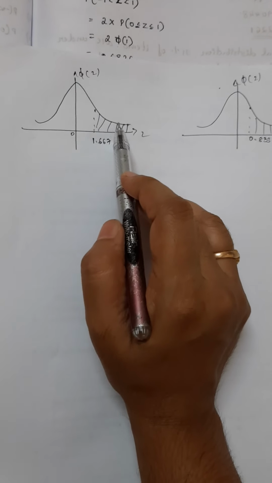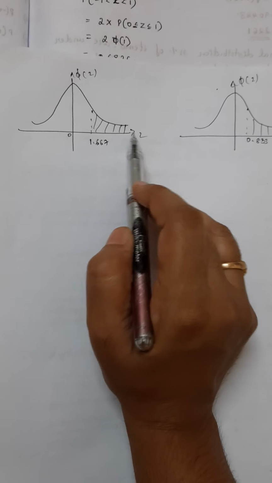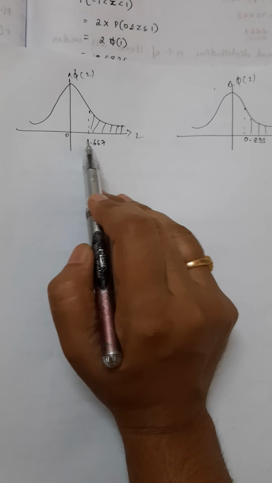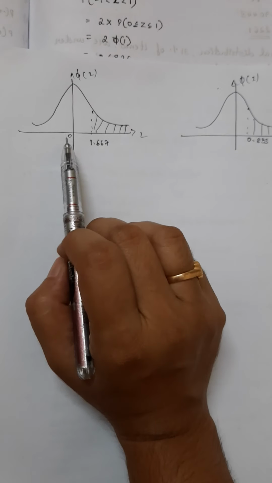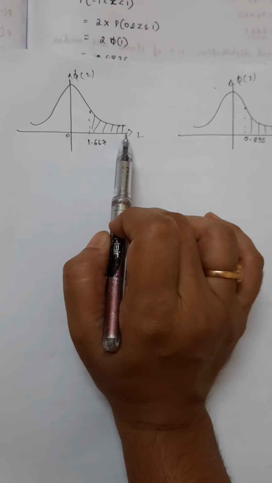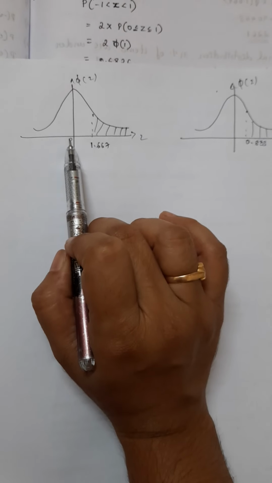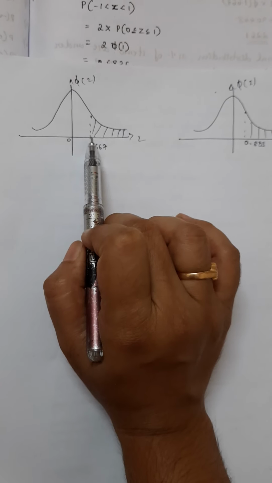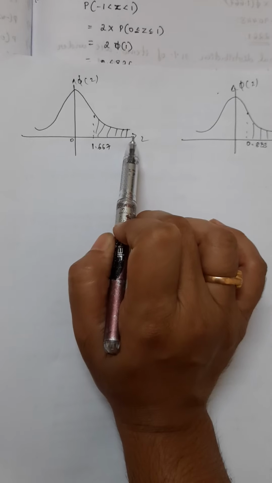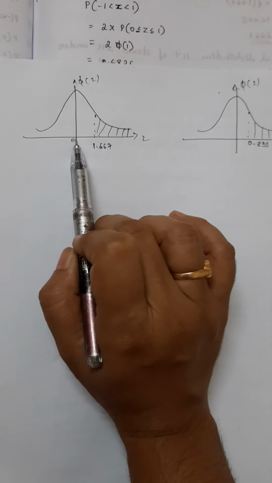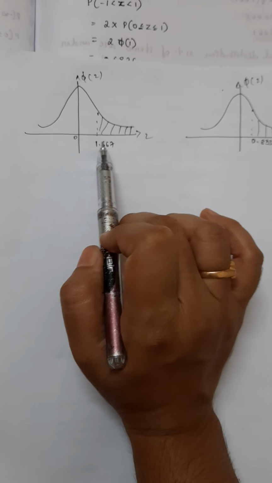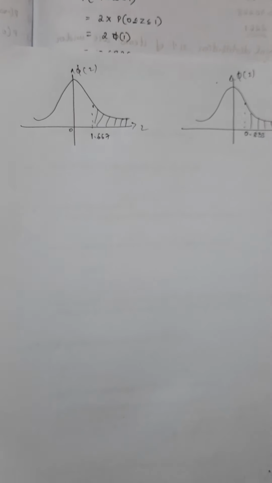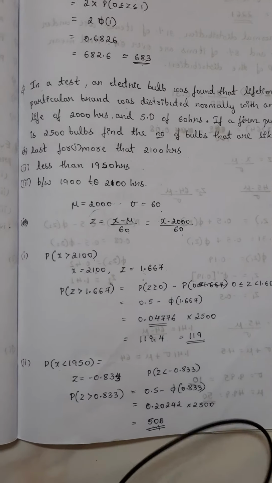So P of z greater than 1.667 means from here to here I should calculate. To calculate this area, I'll calculate from 0 to infinity. Then I'll subtract 0 to 1.667. I'll calculate the total area from 0 to infinity. Then from that total area, I'll subtract this part. Then I'll get the area between 1.667 to infinity.